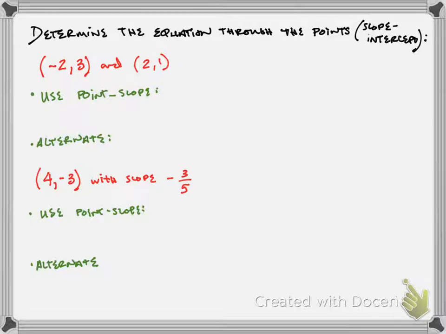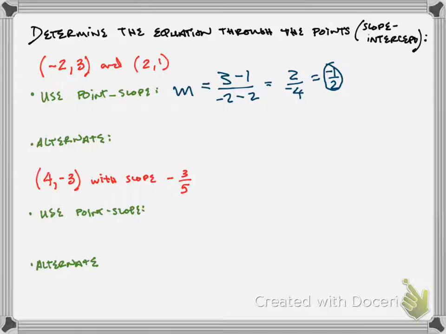So if I want to find the slope, I'll take y2 minus y1 over x2 minus x1. So in this case, 3 minus 1 over negative 2 minus 2. And that cleans up to 2 over negative 4, or negative 1/2. So our slope is negative 1/2.